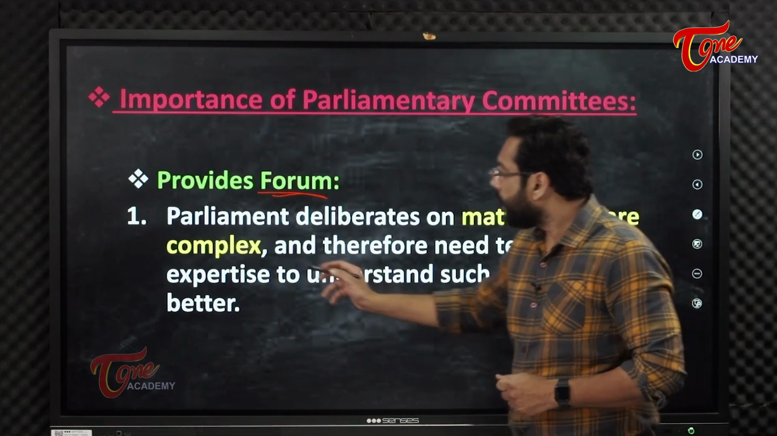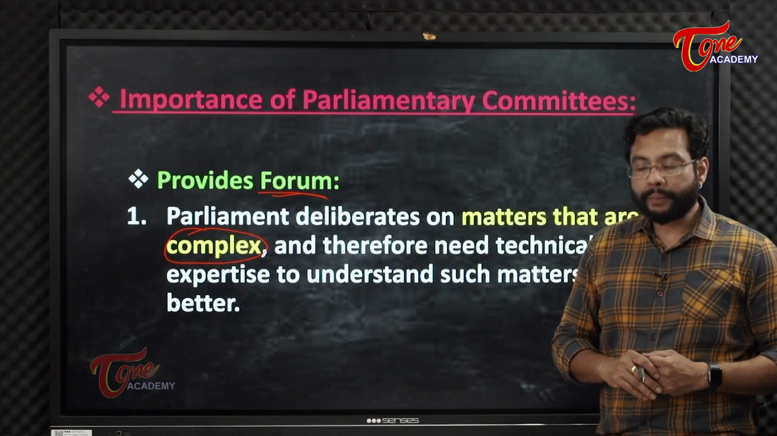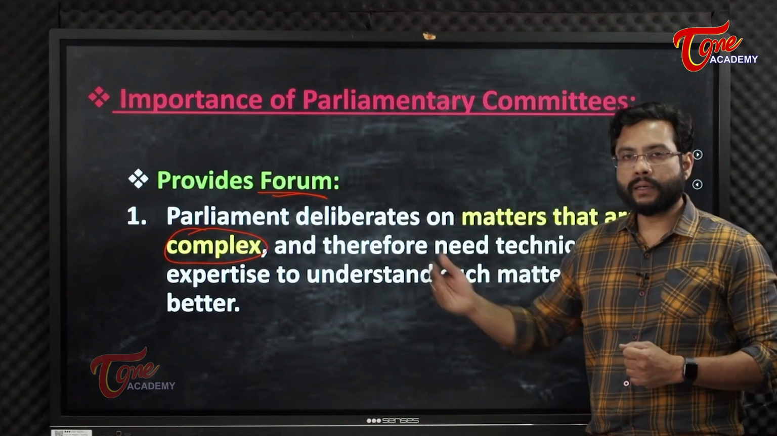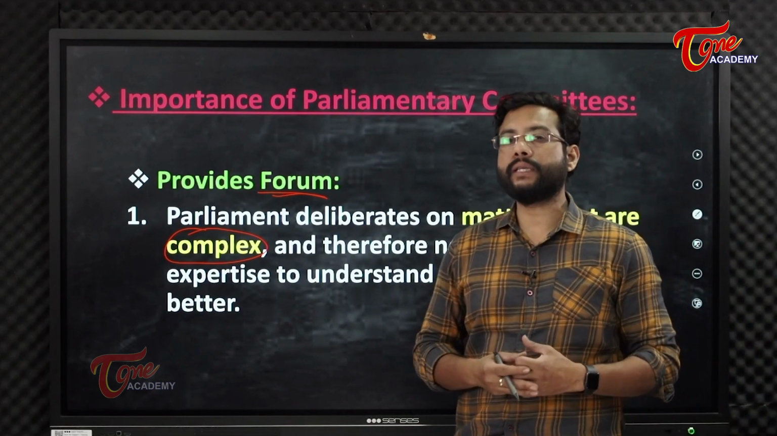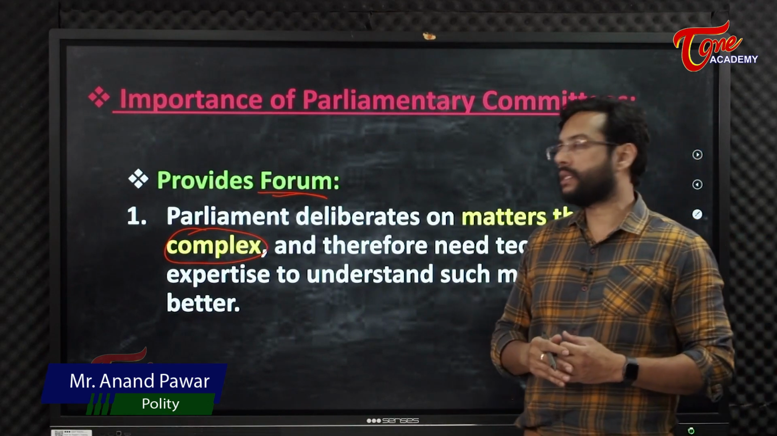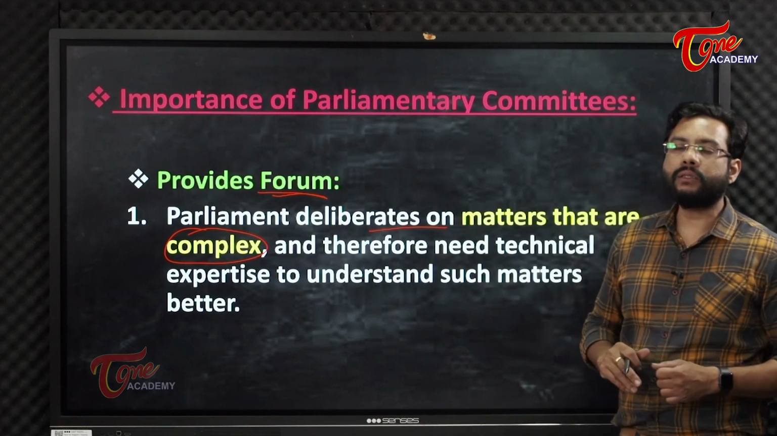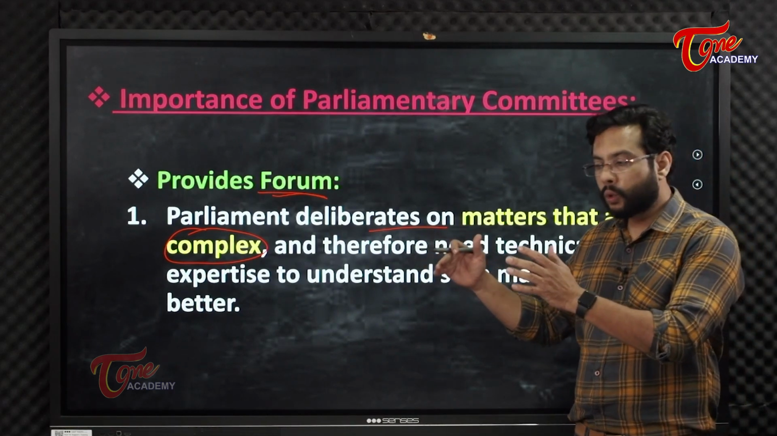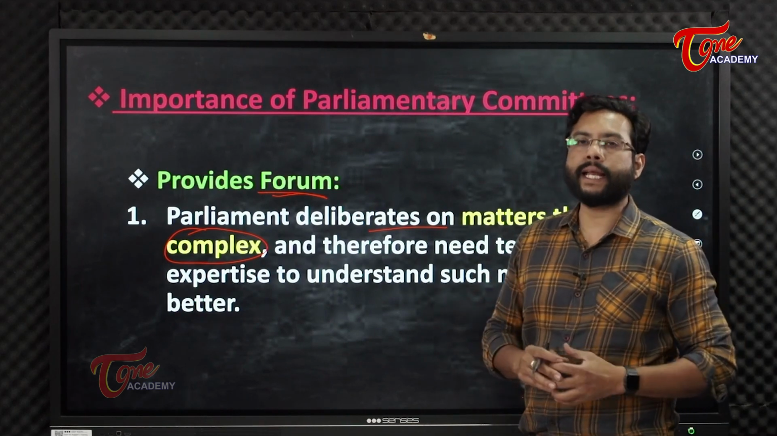Every subject is very complex, in the sense that we may have many things which a common man may not understand, or a parliamentarian may not understand. It requires very technical knowledge about such things. So to deliberate on such matters, we need a group of people who have subject expertise.